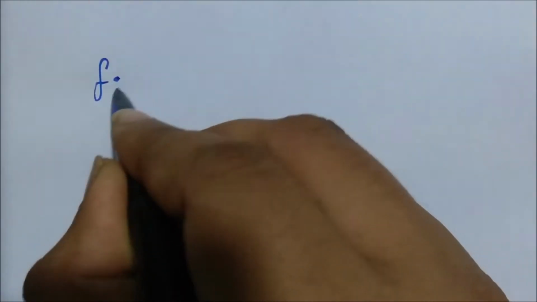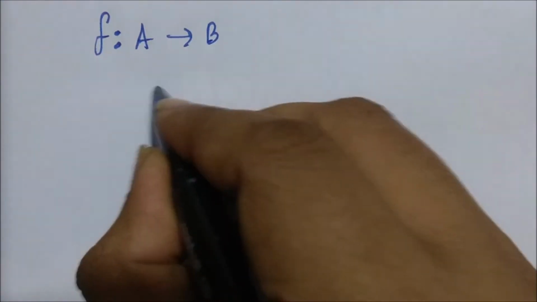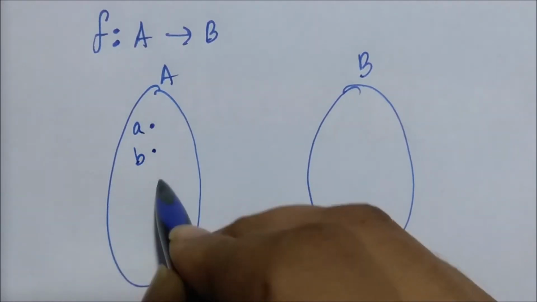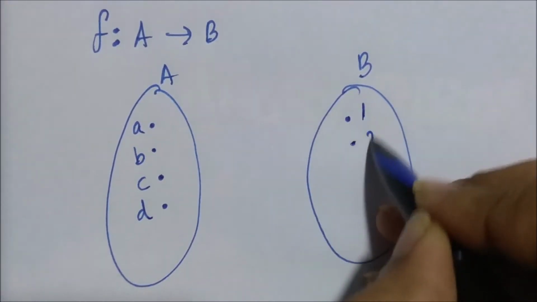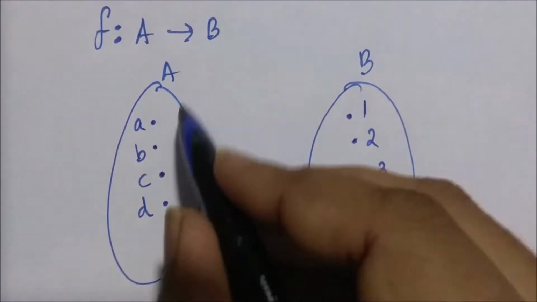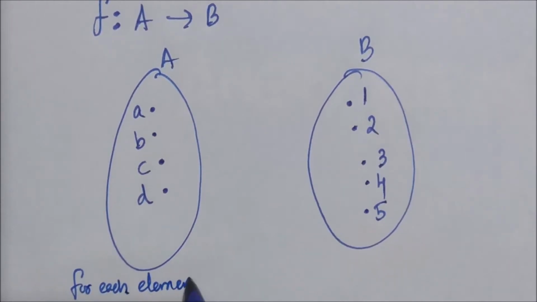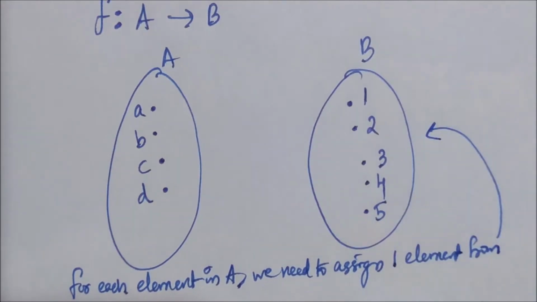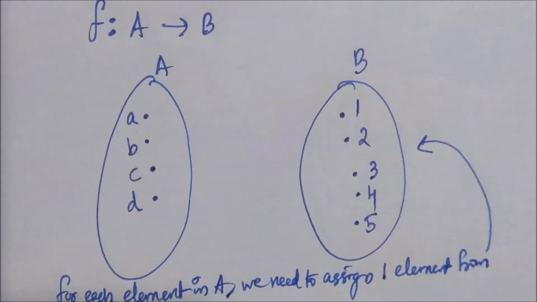So what did we understand from the definition of the function? We have two sets A and B, and the function is defined from one set to another set. Let's say the function is defined from set A to set B. Now you take any element in the set A. It has to be mapped to an element in set B, and only one element in set B. Any element in set A cannot be mapped to more than one element in set B, and every element in set A has to be mapped to an element in B. Then only it is a function.